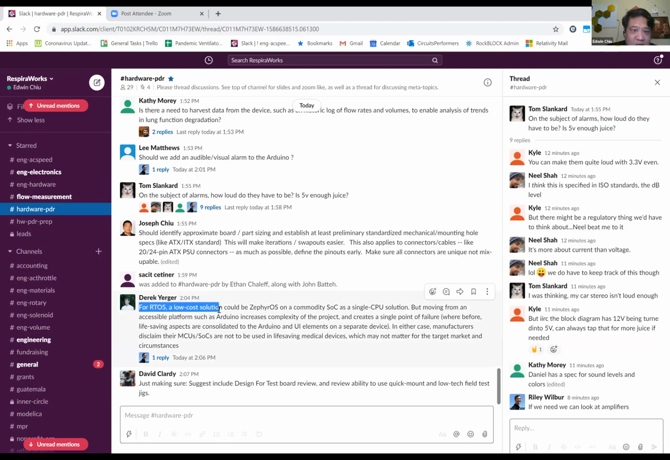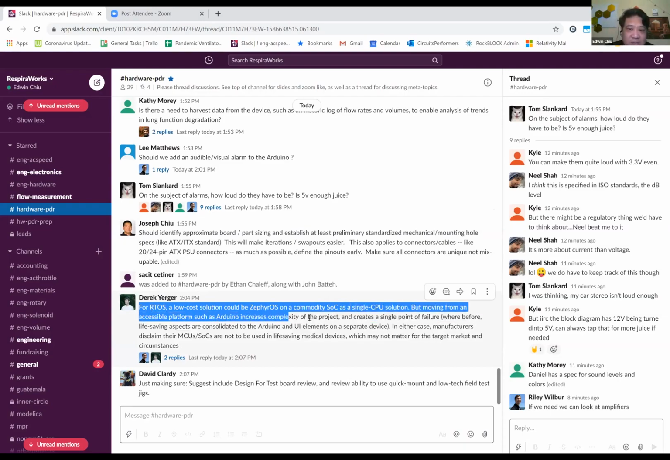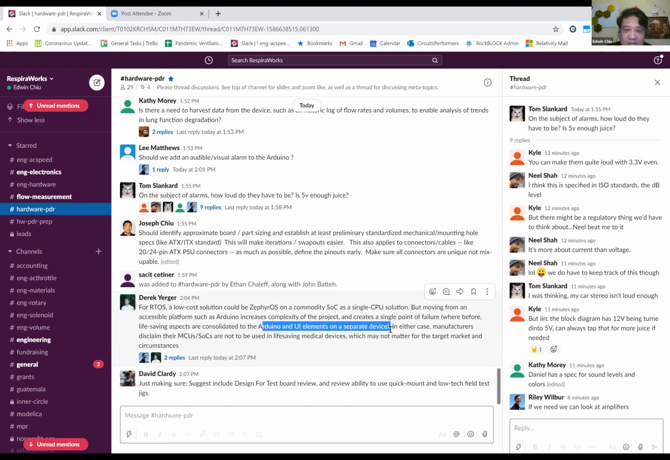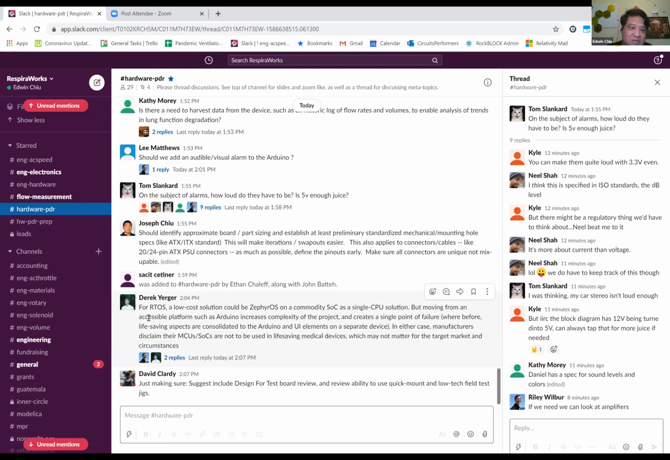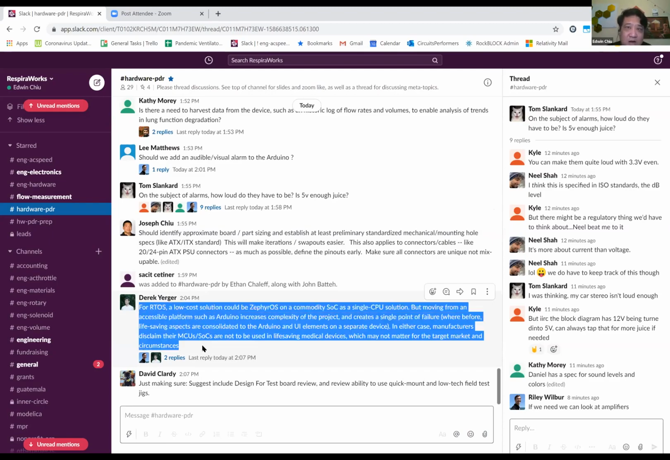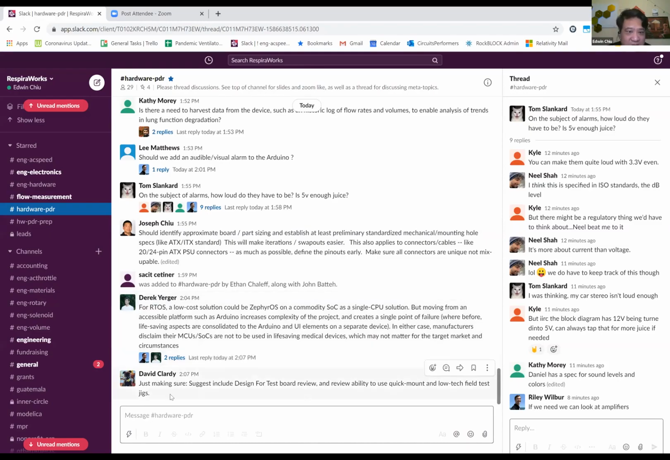Derek says for RTOS, a low-cost solution would be Zephyr OS on a commodity SoC as a single CPU solution, but moving from an accessible platform such as Arduino increases complexity of the project and creates a single point of failure when the four life-saving aspects are consolidated to the Arduino and UI elements on a separate device. In either case, manufacturers disclaim their MCU SoCs are not to be used in medical life-saving devices, which may not matter for the target market and circumstances. Derek, thanks for that. I think that's a pretty good summary of the situation at hand.